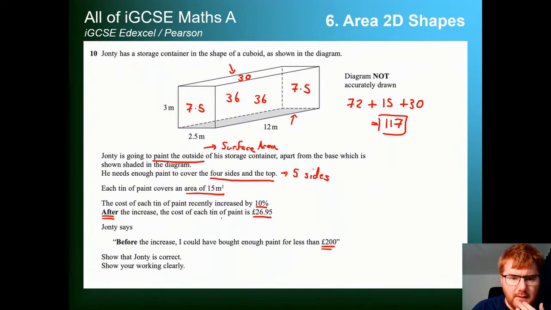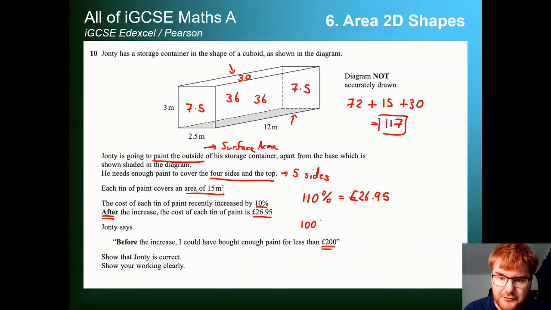So after the increase, the cost of each tin of paint is £26.95. So it's been increased by 10%. So 110% of the cost is equal to £26.95. And we want to find the original price of that. So we want to find 100%. This is the way I tend to do this.